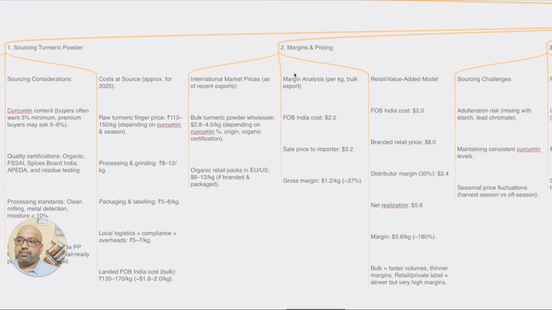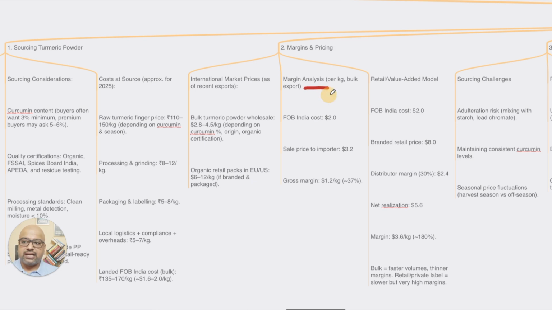So what are the margins and the pricings that we can expect? When it comes to the international market, in the bulk market, you can go for $2.8 to $4.5 per kg. So convert it to whatever the current value of rupees to dollar is. It depends on curcumin percentage, origin, and organic certifications. If these are defined very well, then you have good profits here. And if it's organic and you're doing a retail one, then you can go for $6 to $12 per kg, if it's branded and packaged.